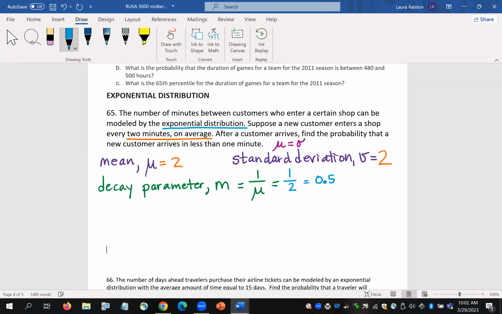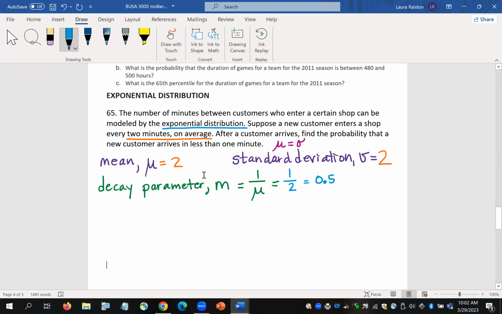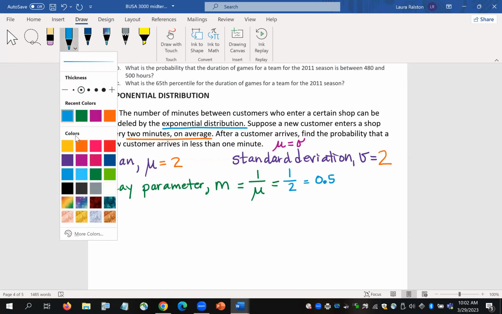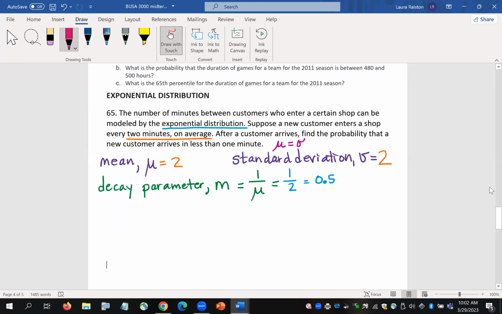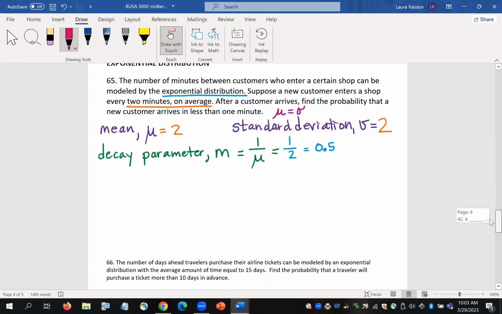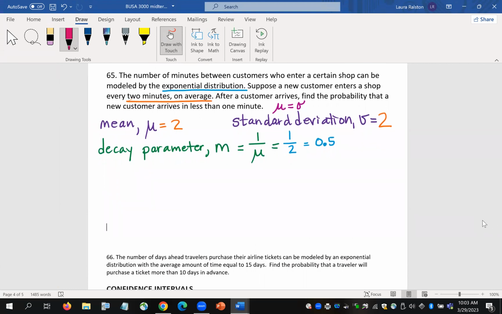Using the decimal probably will be easier. So then it says, after a customer arrives, find the probability that a new customer arrives less than 1 minute. So an exponential, remember, is kind of this L-shaped curve. Our mean is at 2.